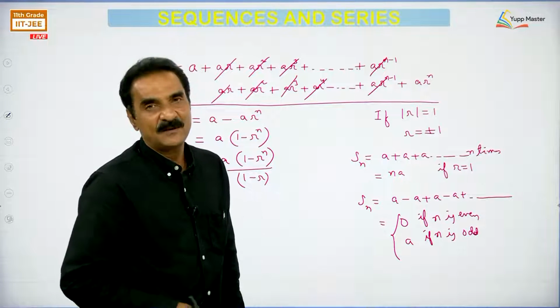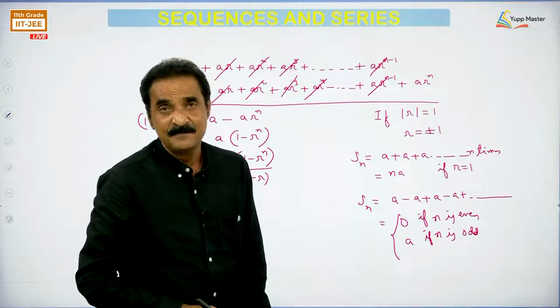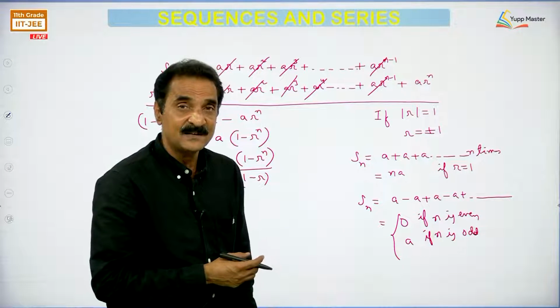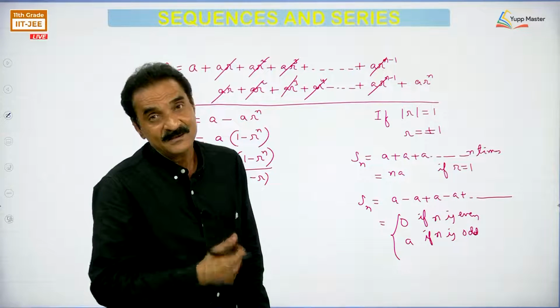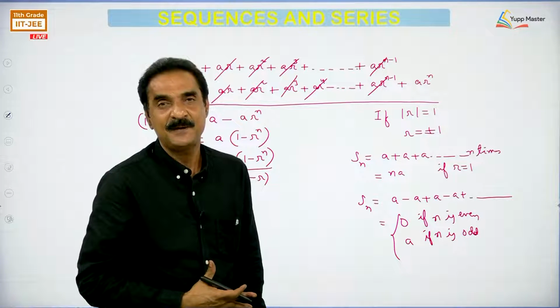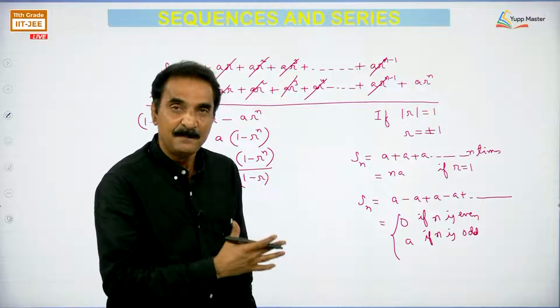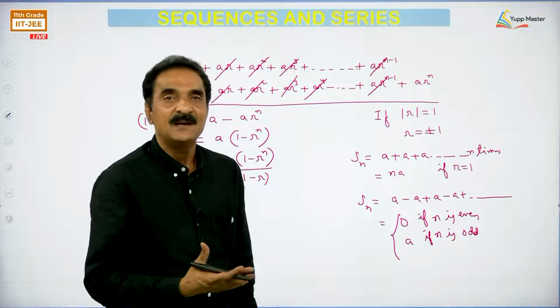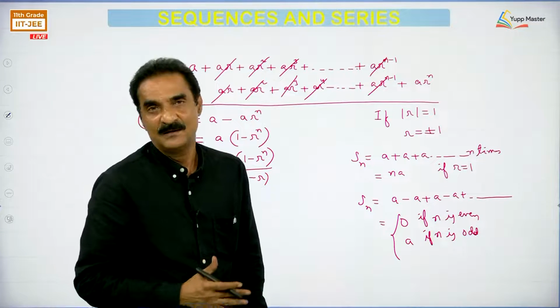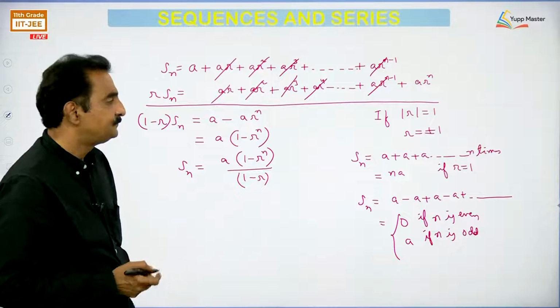If R is equal to 1, what happens? All numbers are equal to each other, then the series can be called as AP or GP. So if some numbers are in AP as well as GP, then all numbers are equal. You have to remember this point.